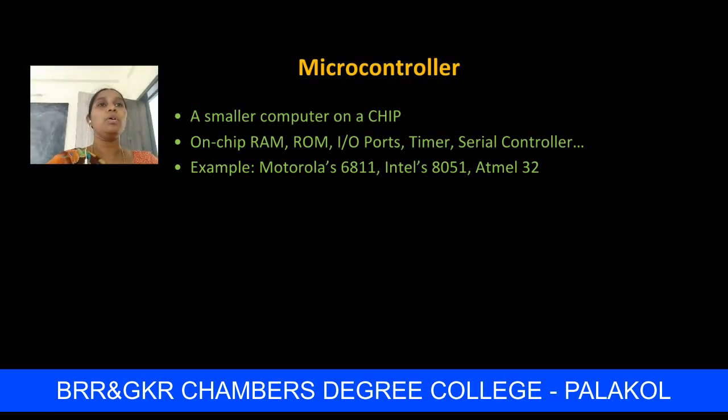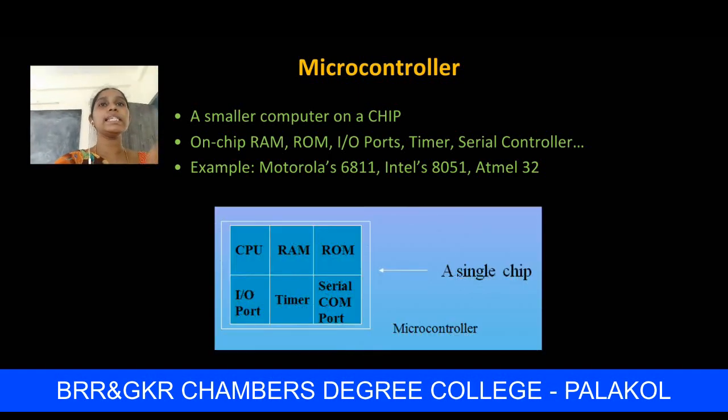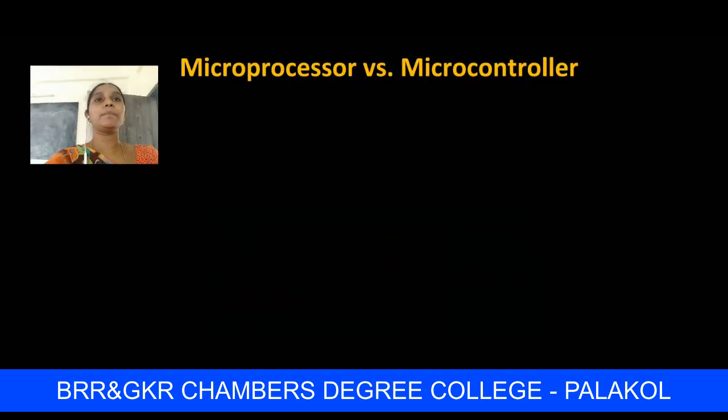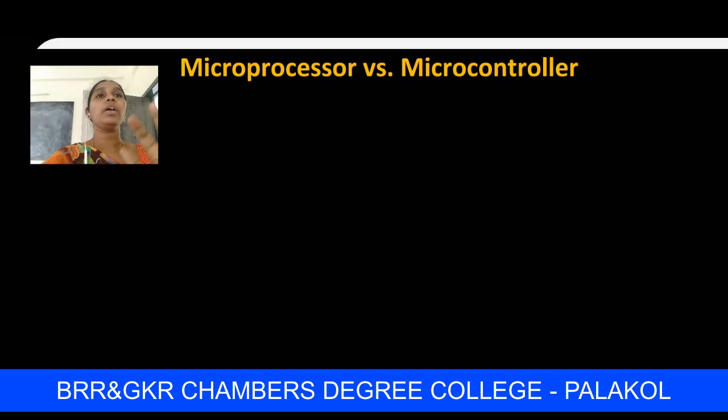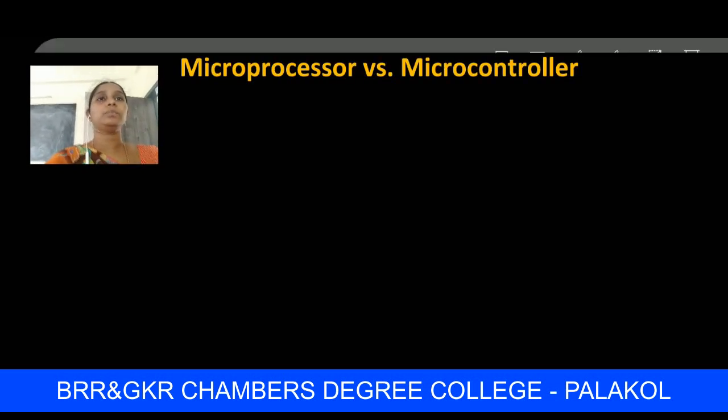Okay, next, this is a complete microcontroller chip. In this microcontroller chip, all the memory devices are internally connected. Okay, next we move to the differences between microcontroller and microprocessor systems.